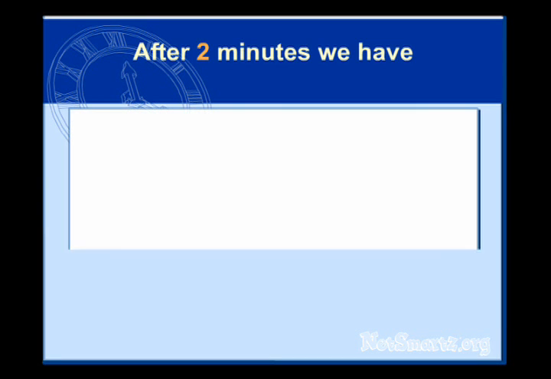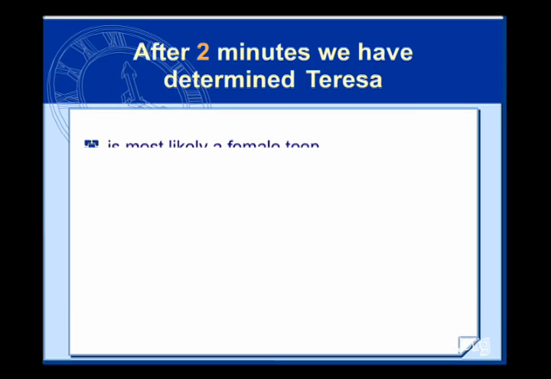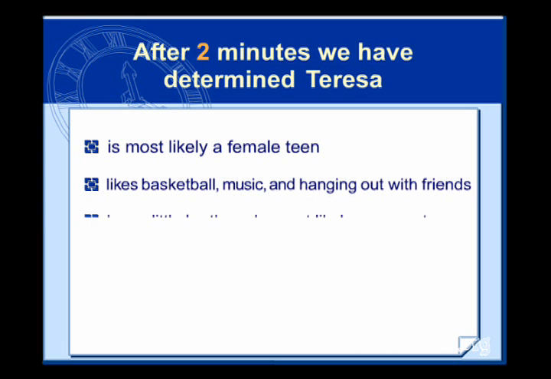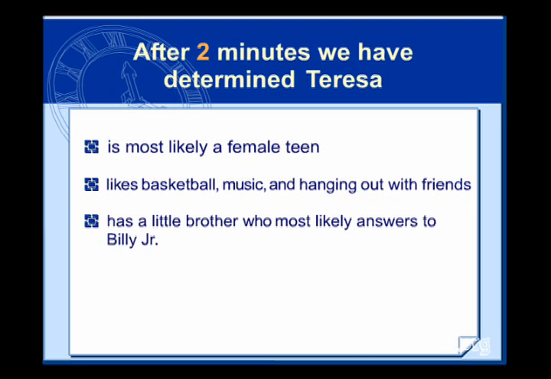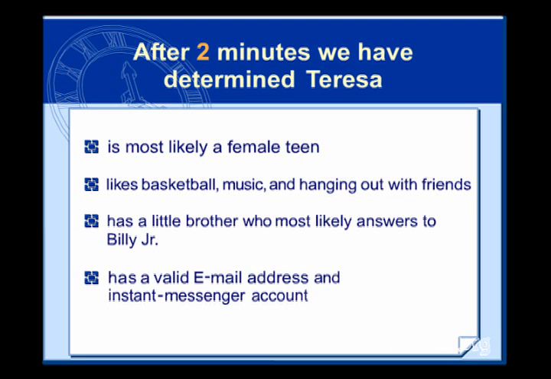After 2 minutes of searching, we have determined that Teresa is most likely a female teen. She likes basketball, music, and hanging out with friends. She has a little brother who most likely answers to Billy Jr. She has a valid email address and an instant messenger account, and we have accurate addresses for both.